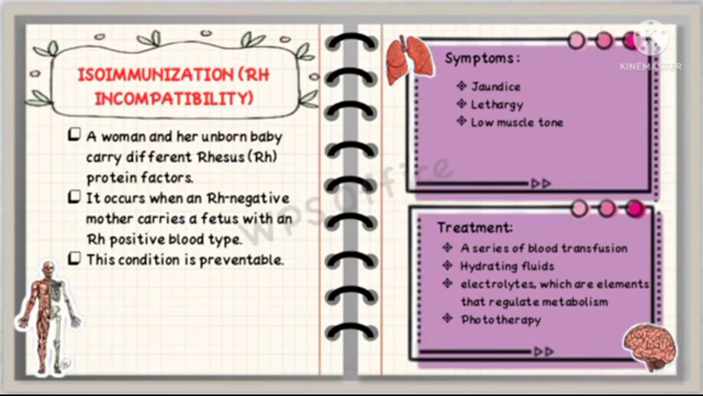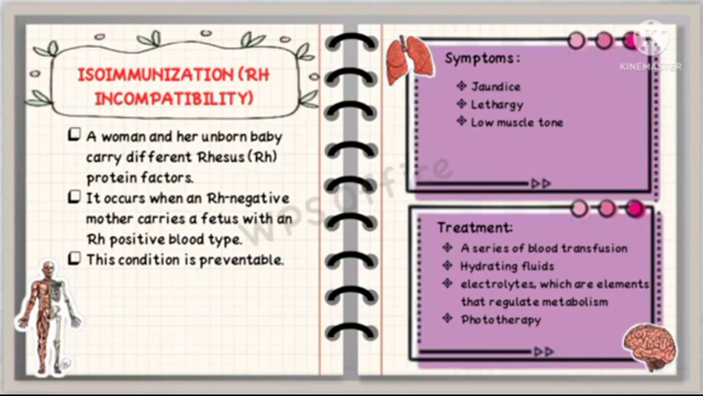In this condition, your baby may have one or more of the following symptoms if their bilirubin levels are high after birth. So these are the symptoms that may develop in the baby. First is jaundice, which is a yellowing of the skin and whites of the eyes. Next is lethargy and low muscle tone.